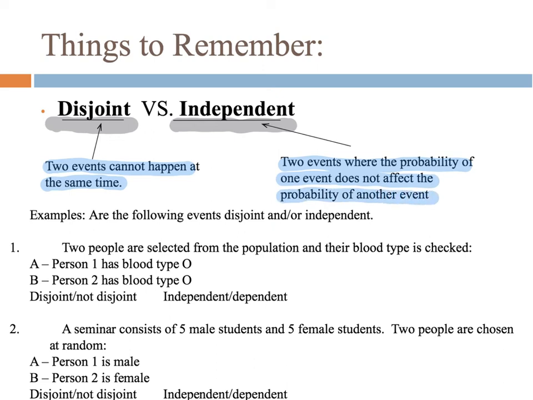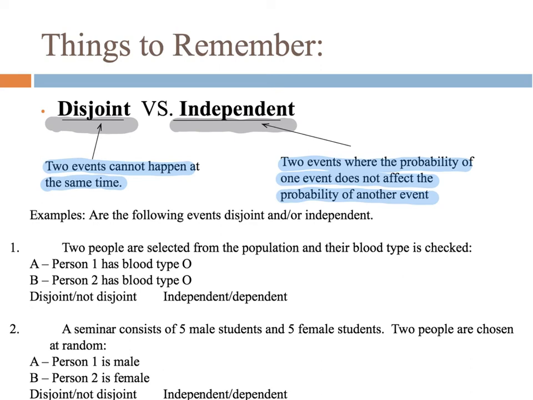Two events are independent, such as flipping a coin. It doesn't matter how many times I've gotten a heads, I'm not due for a tails, right? The probability remains 1/2 regardless, and it doesn't change. So we're going to look at a few examples here, and we're going to decide whether they're disjoint and or independent.